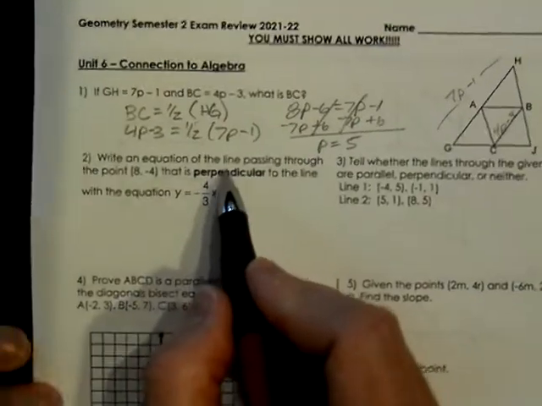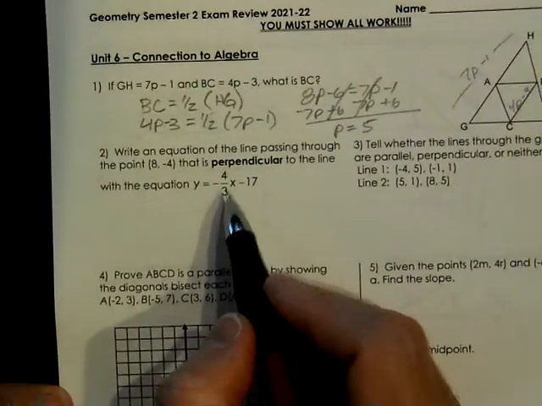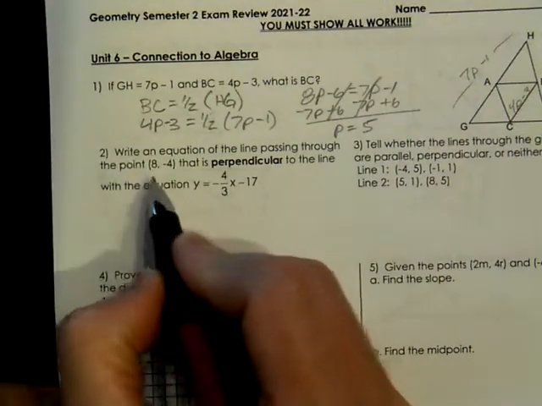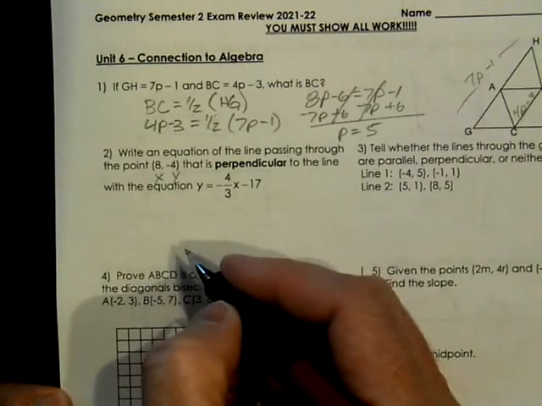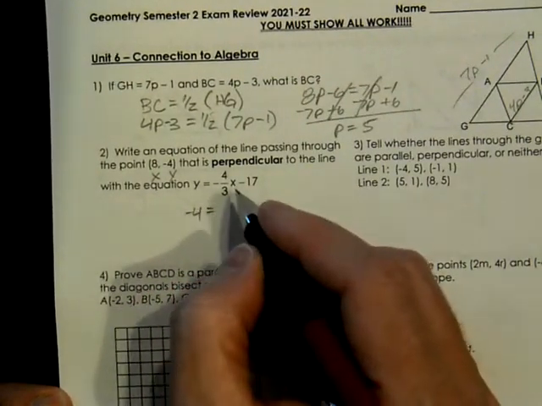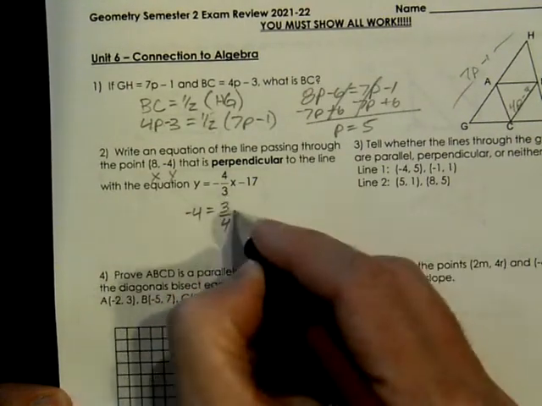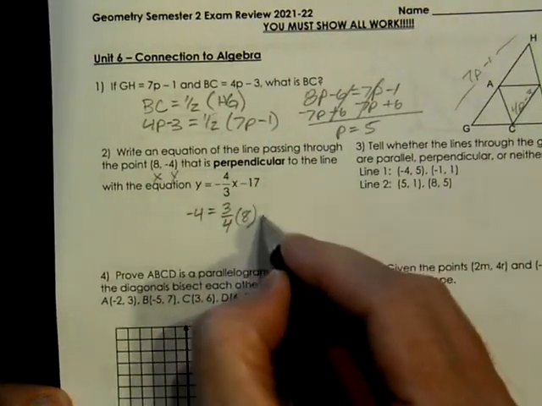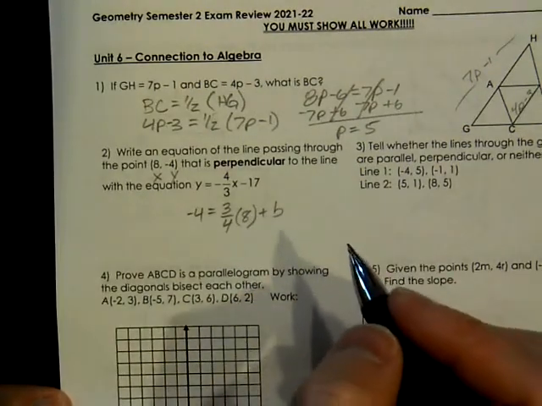I'm going to write an equation of a line that's passing through this point and is perpendicular to that one. Well, if you're perpendicular, you're going to be opposite reciprocal. This is passing through, so this is your x and the y. So we have negative 4. Opposite reciprocal is going to be the flip of the fraction and a change of the sign. 8 is our x. We wouldn't know what the b value is. That's what we're trying to figure out.